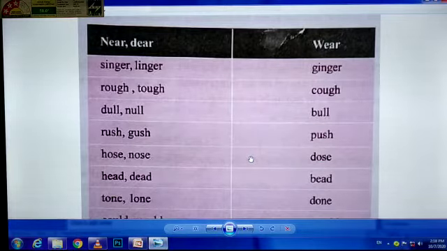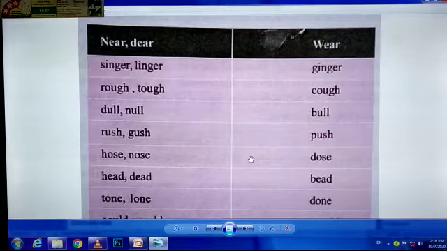See here. Near, dear, where. Singer, linger, ginger. Rough, tough, cough. Dull, null, bull.